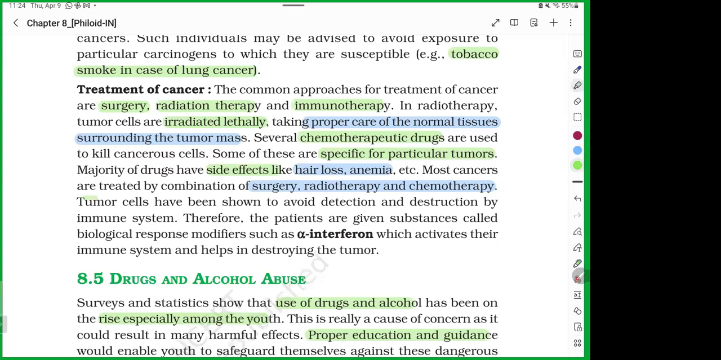So tumor cells have been shown to avoid detection and destruction by the immune system. Sometimes the immune system is not able to destroy tumor cells. That's why patients are given a special biological response modifier, alpha interferon. This interferon will activate the immune system. Activating the immune system means it will destroy the tumor.